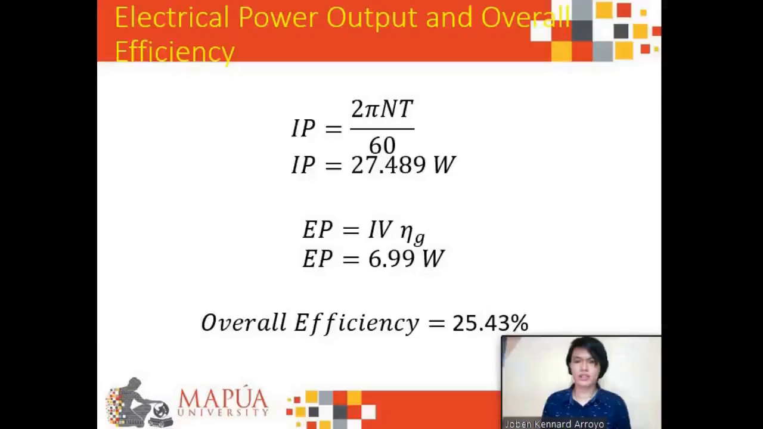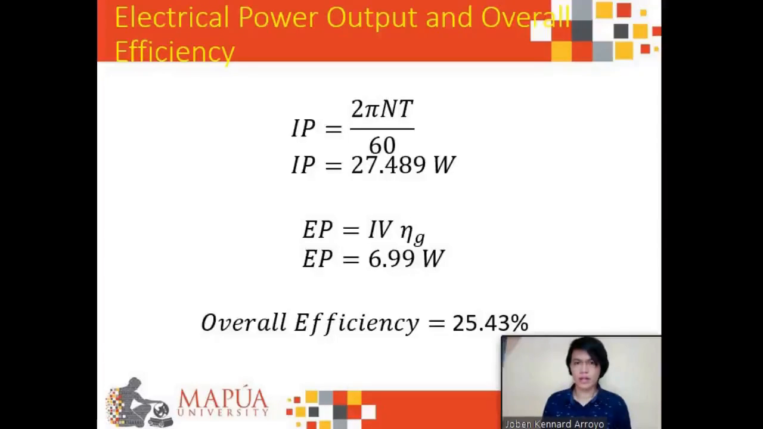We also calculate the electrical power output and overall efficiency of the machine. Input power can be calculated using the formula 2 pi times angular velocity times torque over 60. Since we know the force needed to open the door, we can easily calculate the torque of the swinging door. We calculate the RPM or the angular velocity by assuming the time it takes to open the door at a 90-degree angle. Solving for the needed values, we calculate the input power to be 27.489 watts.